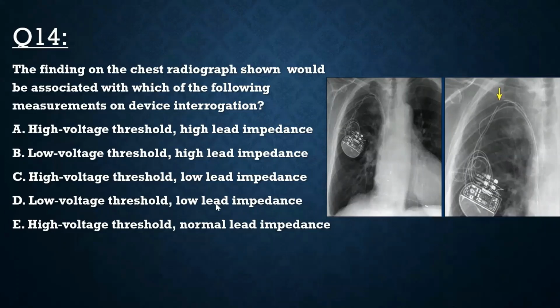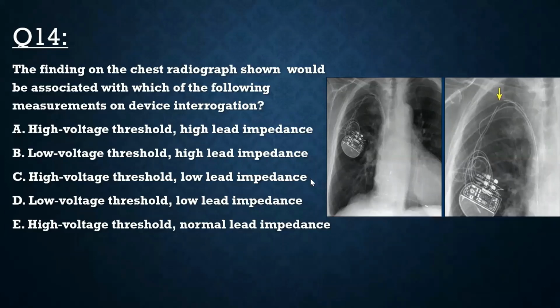So what is the answer? Usually, if there is any fracture, it is high voltage threshold and high impedance. We should discuss what the impedance is and what the threshold is. Unfortunately, I promised to present the basic stuff of pacemakers and ICDs, but we don't have time. In future, if we have time, we can discuss some very basic stuff about the devices.